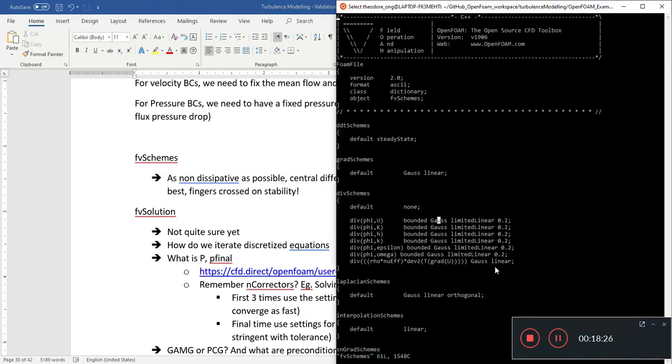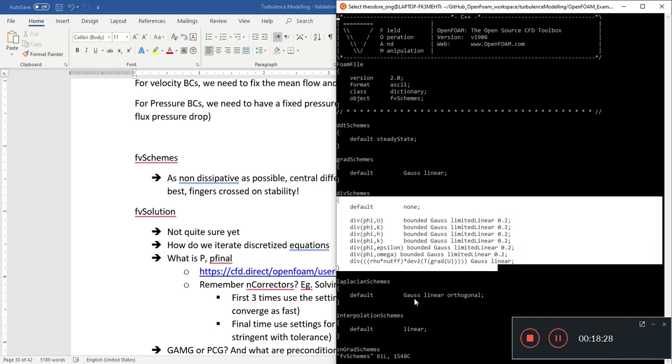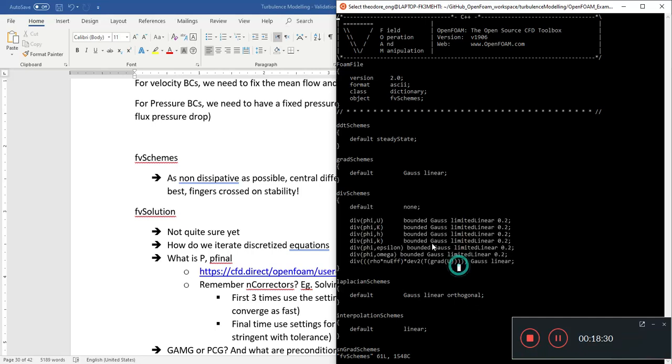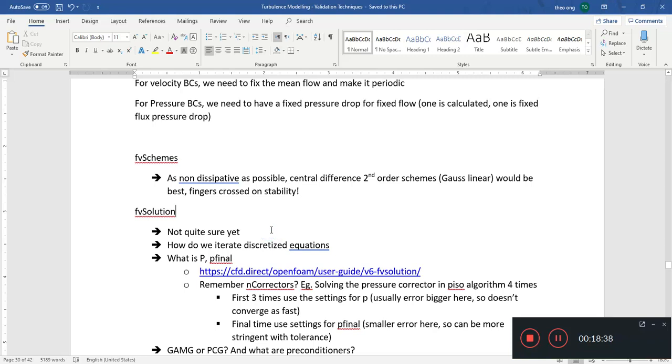So you just need to copy and paste some of these schemes, and change the entries here from bounded Gauss limited linear to maybe something like Gauss linear or Gauss cubic. Gauss linear is more or less okay, because you find in the quasi DNS paper, using a second order scheme is pretty much good enough, as long as your mesh is small.